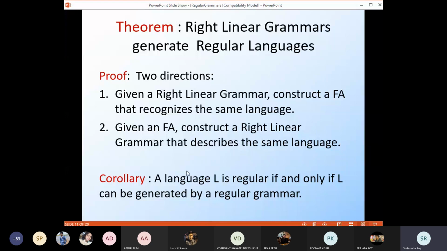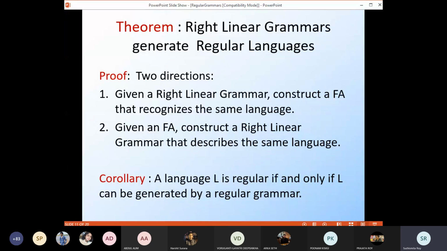So the corollary is a language L is regular. This is actually not a corollary, you can say it is just restating this theorem in a different manner. A language L is regular if and only if L can be generated by a regular grammar. So if and only if is what is giving us this two directional proof. Please remember that. So what do we have to do? Given a regular grammar, show that you can create a finite automata for it, and given a finite automata, create a regular grammar for it.